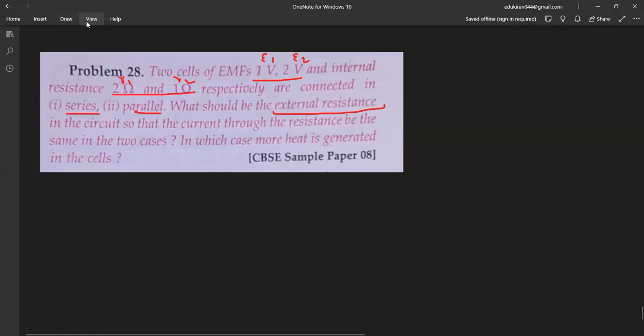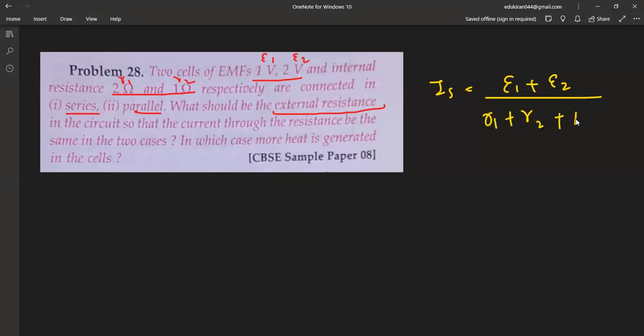See, the current in the series is given by E1 plus E2. The total EMFs you have to add, and all the resistances, the internal resistances, you just have to add with the external resistor. So this is 1 plus 2, that is 3, divided by 2 plus 1, that is 3, plus R. This R is unknown, let it be R. Fine, till here it's clear.